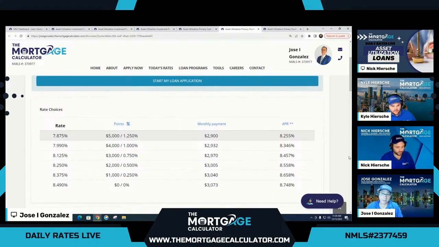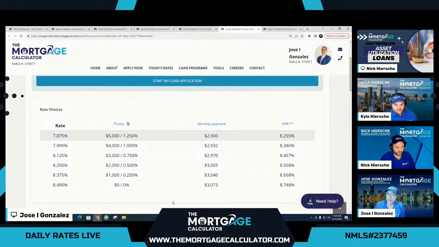90% is the maximum for this product for primary, but at 80%, which is more the traditional LTV for this product, look at the rate improvement. You're looking at 8.49% at par. That dropped considerably. So, when you're looking at cost benefit analysis, you have to provide these options to the borrower if they have the money, obviously, to get there, so that they can consider.